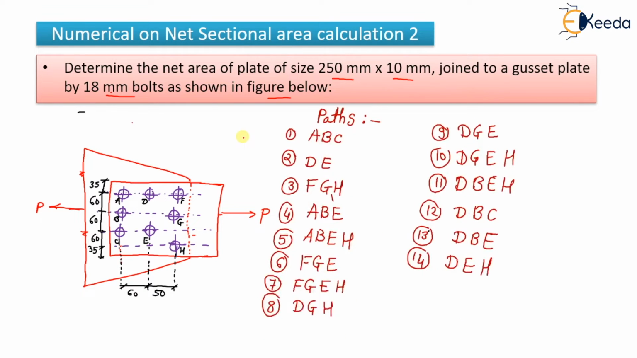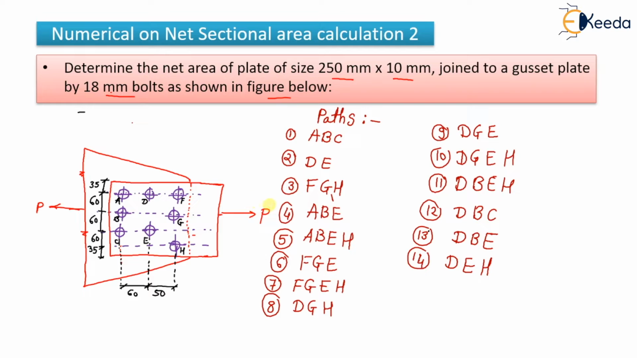So these are the paths that are possible in this diagram. See, as I told you, you have to take all the chain paths. Chain paths are compulsory. You cannot cancel them or ignore them. So the first chain path is ABC, then we have DE, and last FGH. So these are the three chain paths that are possible in this diagram.